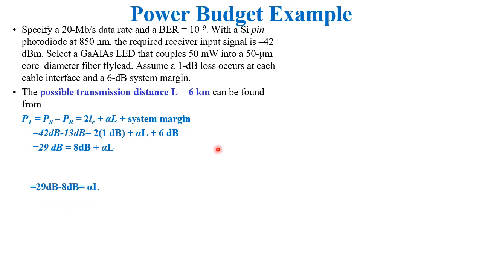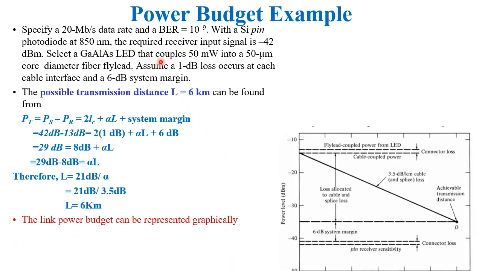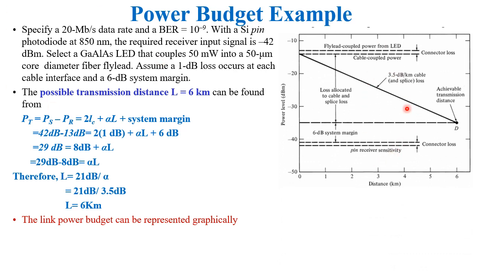This problem we can also represent graphically. This is the actual graphical representation for the given statement. Here there will be a 6 decibel system margin as given in the problem, and assume a 1 decibel loss occurs at each cable interface. That is mentioned here. Here it is connector loss, and this is also connector loss, around 1 decibel for each connection. And here there is the system margin.